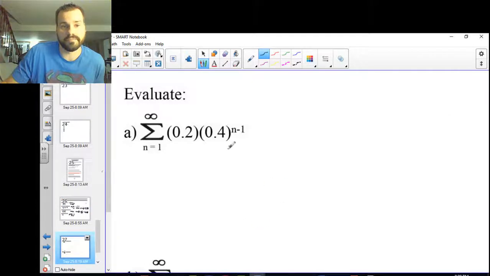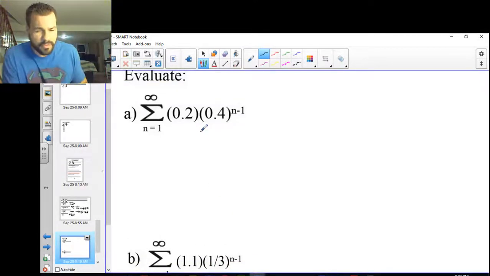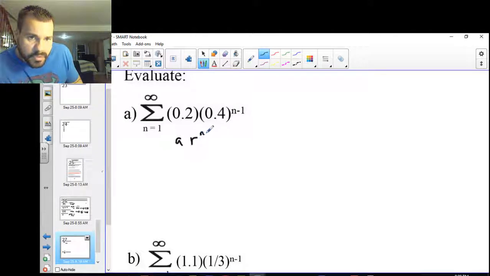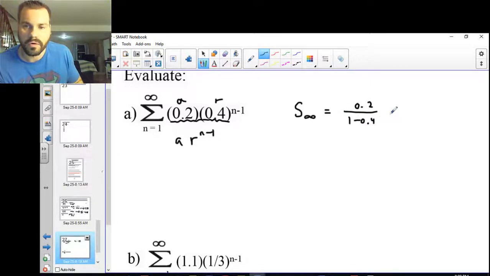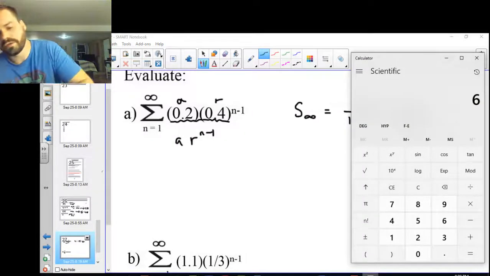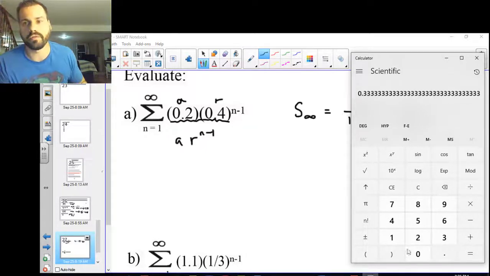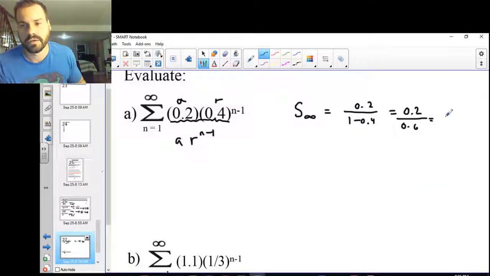And then if you look at it in sigma notation, you'll notice that you can gather the a onto r to the n minus 1 from this Tn. So if you look in here, this is your a and this is your r. So the infinite sum is a, which is 0.2, divided by 1 minus r, which is 0.4. So we get 0.2 divided by 0.6. Okay, and then we can take your calculator and go 0.2 divided by 0.6 and get 0.333 repeating, or you can recognize, hopefully, that as 1/3. You can recognize it here because it's 2 over 6, really, right? Which is 1/3. So that will converge to 1/3.